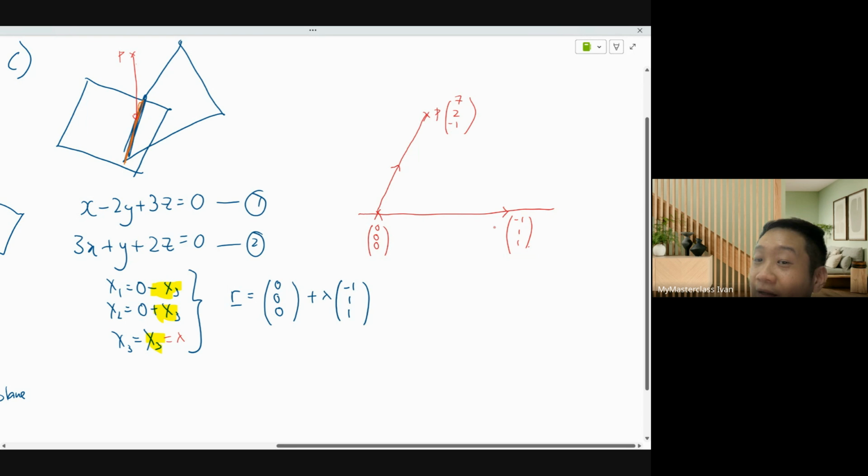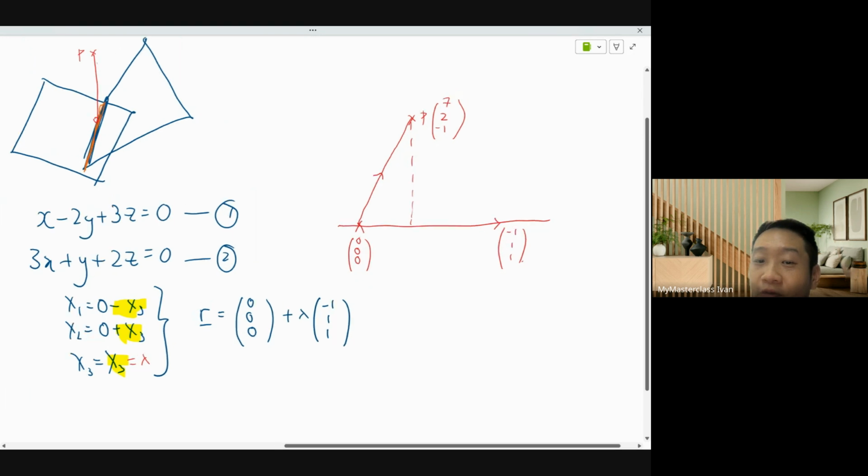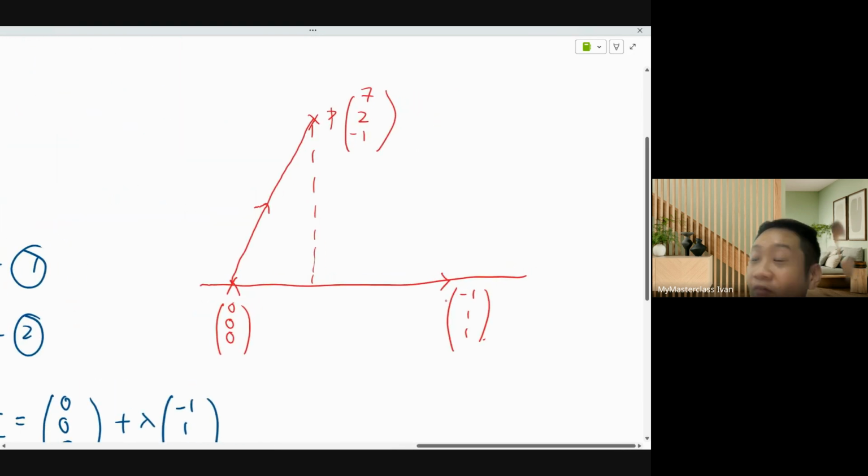Can you see you have one vector here and one vector here? I draw a dot here. There is the angle between the two vectors, theta. So the question is asking, what is the perpendicular distance from P to the line? We are looking for this. Now, can you see theta is here?